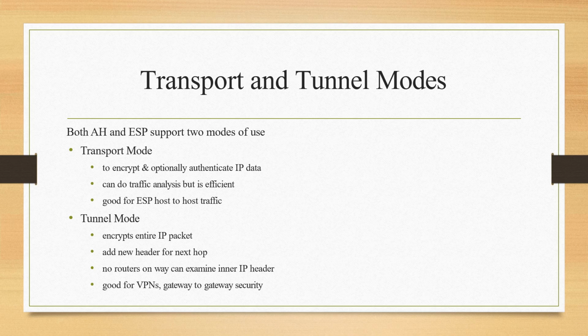Tunnel mode is used when one or both ends of a security association is a security gateway, such as a firewall or router, that implements IP security. A number of hosts on networks behind firewalls may engage in secure communication without implementing IP security.